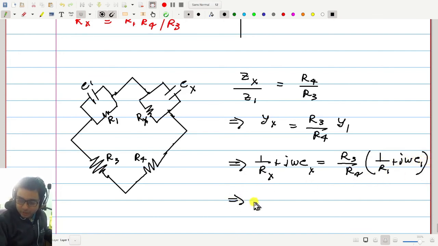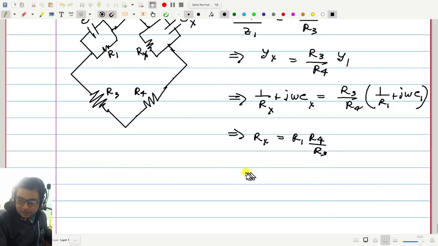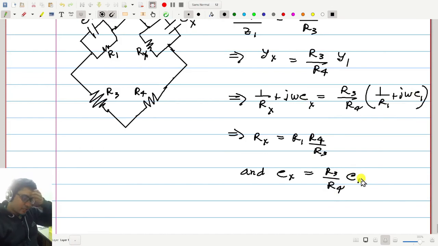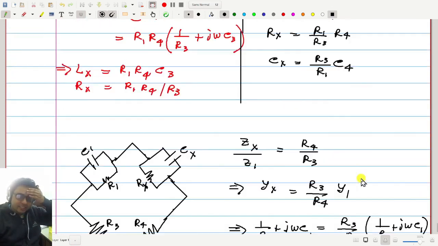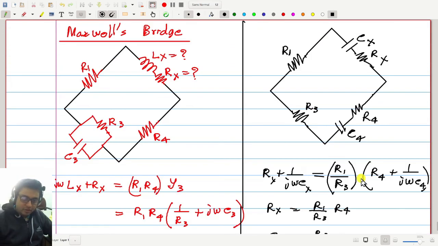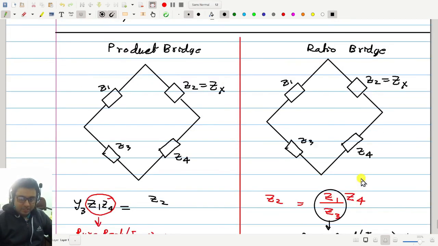So what is my balance equation? Rx will be equal to R1 R4 by R3 by equating the real part, and Cx will be equal to R3 by R4 multiplied by C1, and done. So you see how simple it is to design bridges in the form of product bridge or ratio bridge. So thank you for today. We will meet again tomorrow.